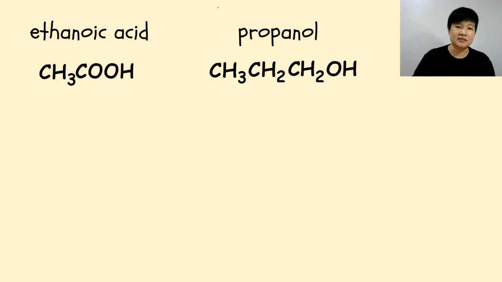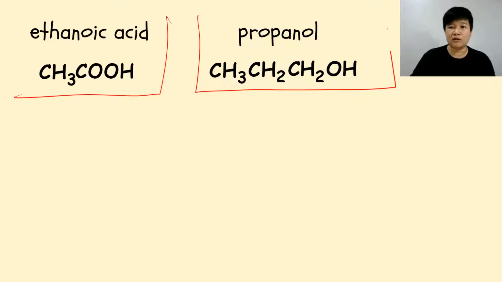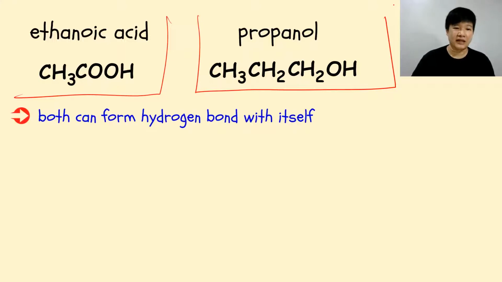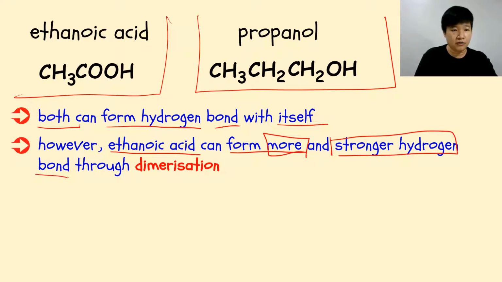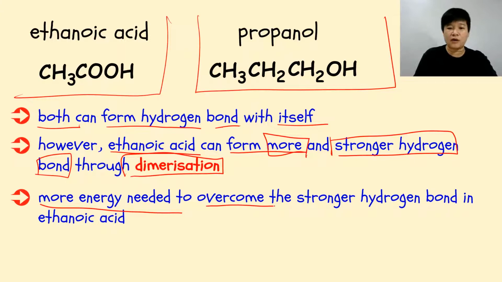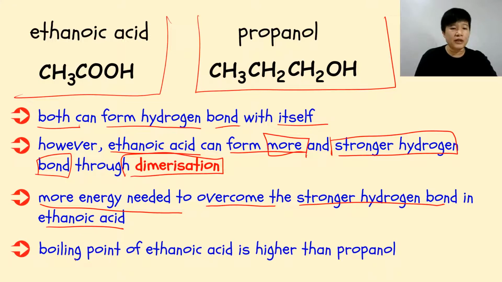Let's look at the complete sentence. I have my ethanoic acid over here. I have my propanol over here. And the first sentence that we can have is, both can form hydrogen bond. Yes, because both having the ability to form hydrogen bond with itself. However, the ethanoic acid can form more and stronger hydrogen bond through dimerization because it's a carboxylic acid. As a result, more energy needed to overcome the stronger hydrogen bond in the ethanoic acid. Thus, the boiling point of ethanoic acid is higher than the propanol.